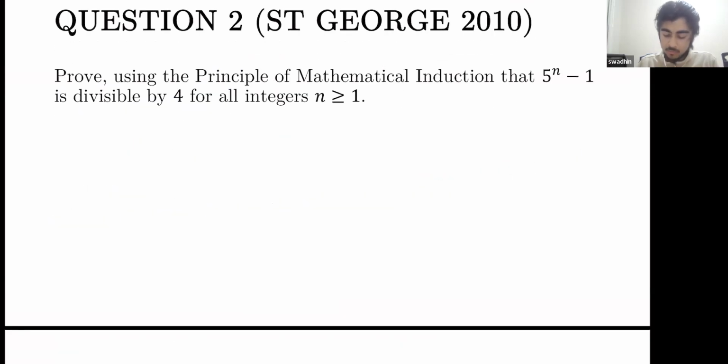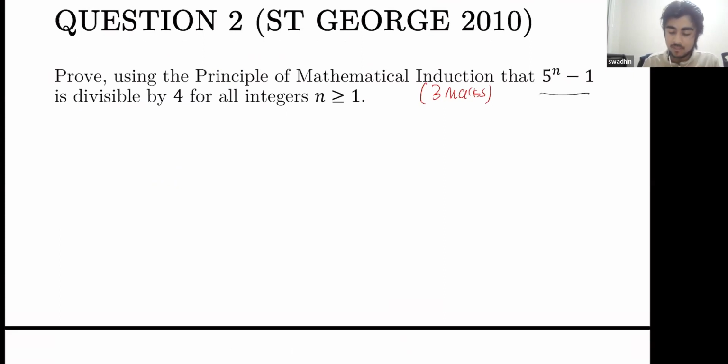All right, so this one's from the St. George 2010 paper. And how many marks should I put this? I'd also say this is like around 3 marks. It's actually not a hard question unless you know your indices very well. So for mathematical induction proofs, you need to know all areas of the algebra pretty well.